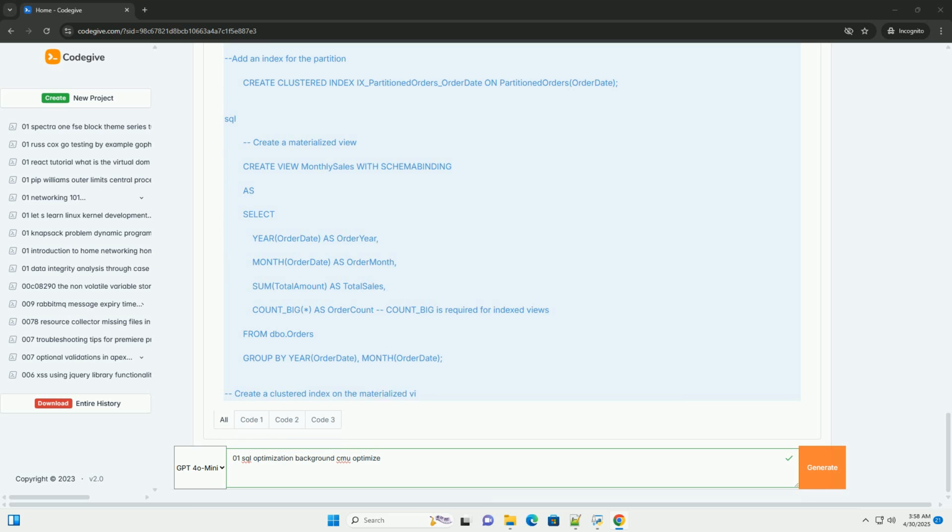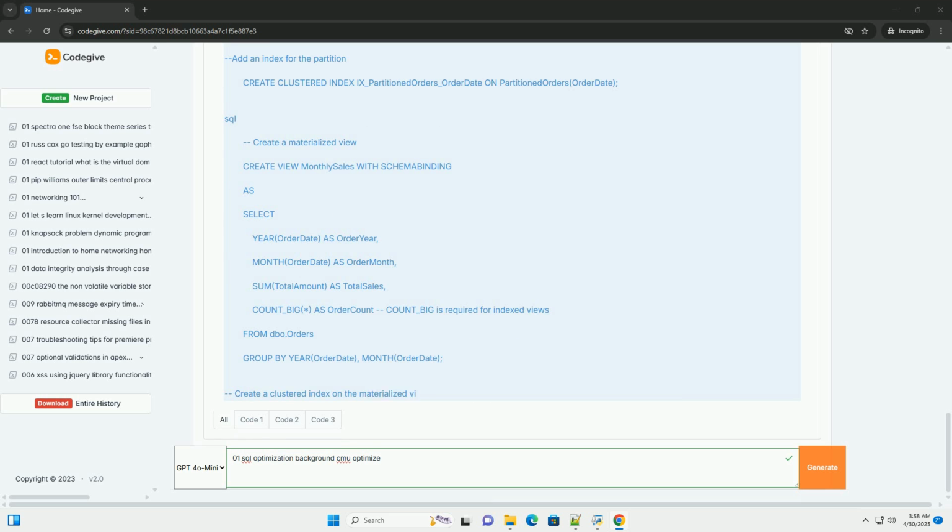2. SQL query processing pipeline. Understanding the query processing pipeline is essential for optimization. Here's a simplified breakdown. 1. Parsing: the SQL query is parsed to verify its syntax and semantics. It's checked for errors, for example misspelled table names, invalid syntax.